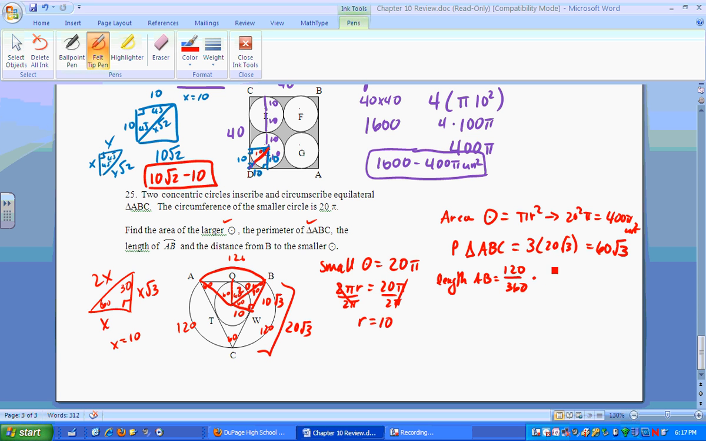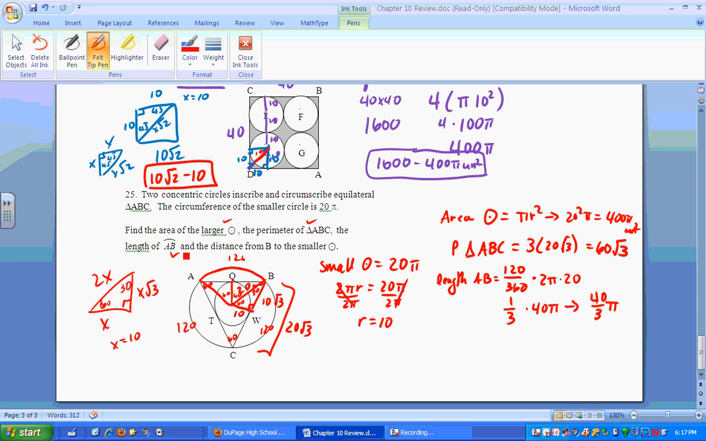We want length, so now we got to multiply by the circumference. We have 2 pi times the radius of the big circle, which we're looking for, because that's the one we want, is 20. What I end up getting is 1/3 times 40 pi, so we leave it as 40 over 3 pi for our answer.